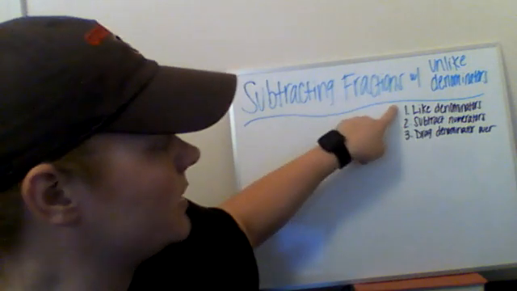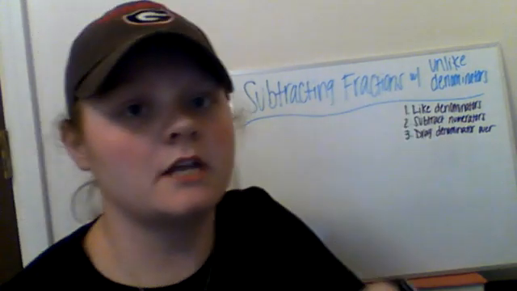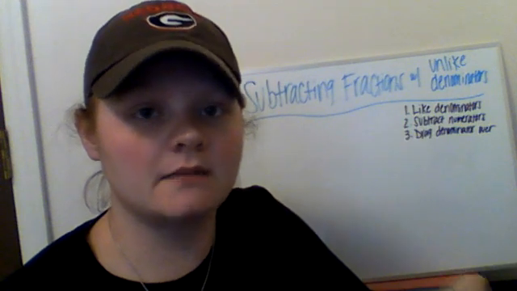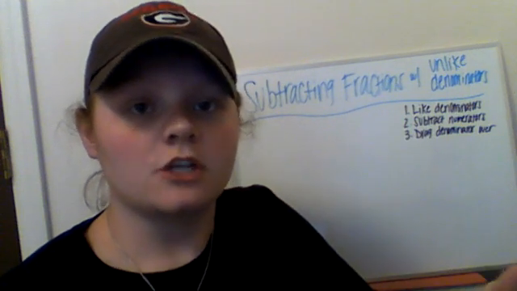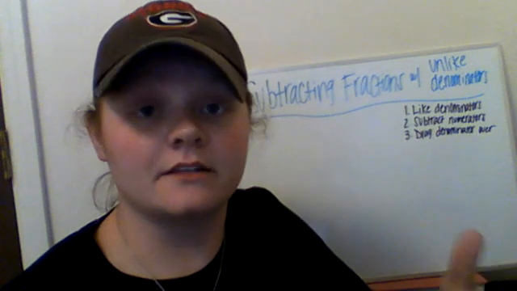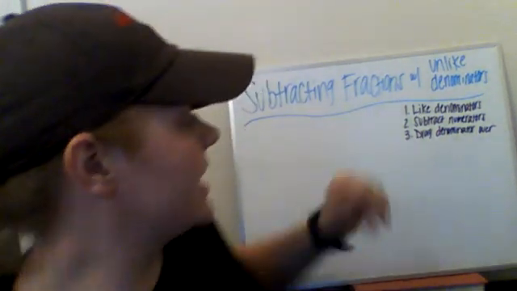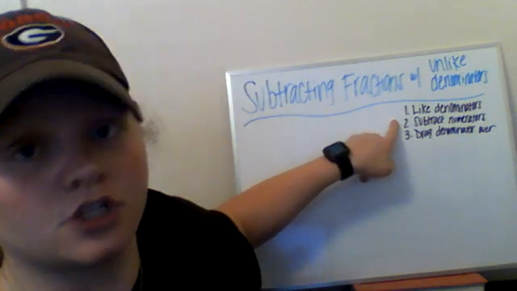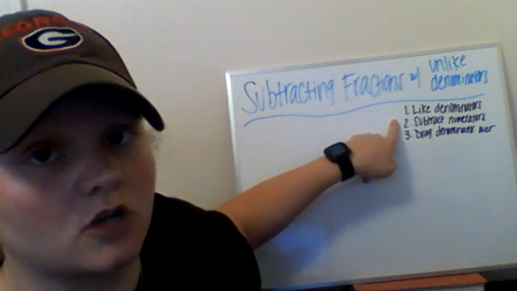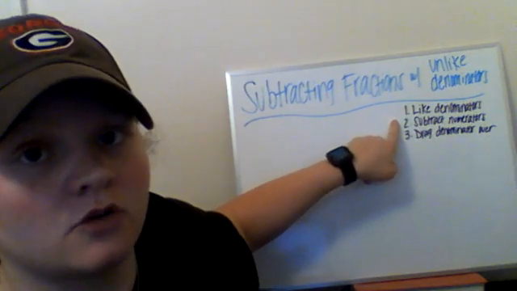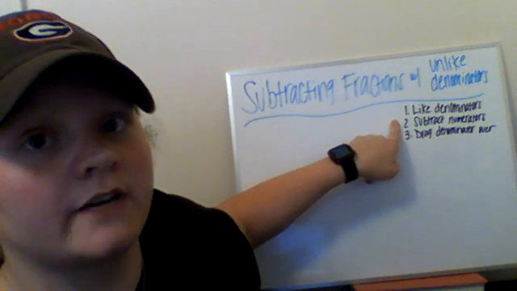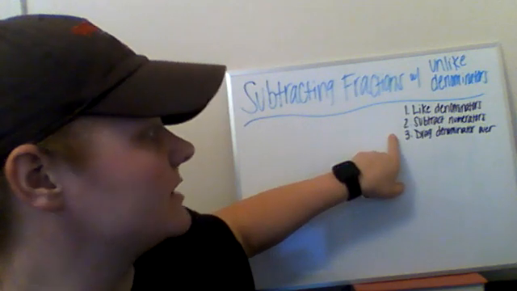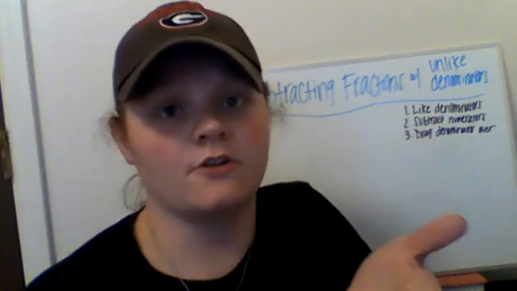So number 1 is you need to make sure the denominators are the same. If you get to a fraction problem when you're subtracting and you have unlike denominators, your first step is to make them like denominators. Then step number 2, when you have like denominators, you're just going to subtract the numerators straight across. You subtract the 2 numerators, and whatever that answer is, that's your new numerator. And then the last step is to drag the denominator over.